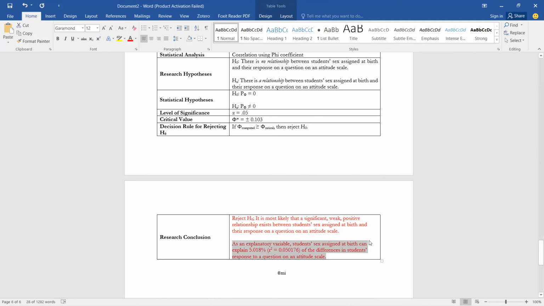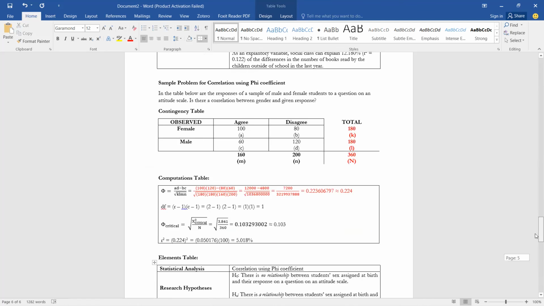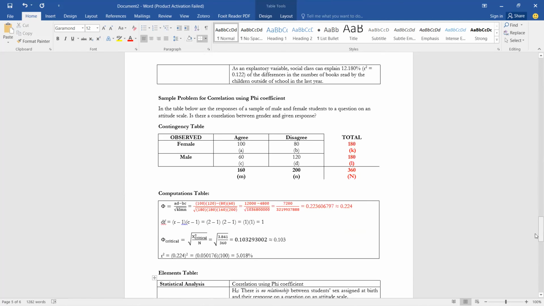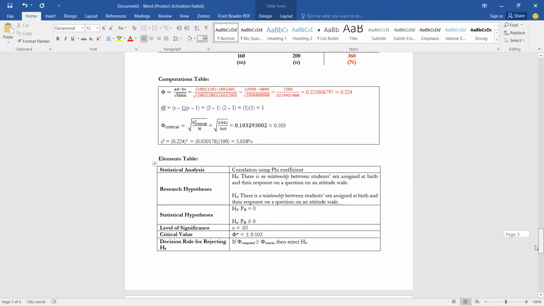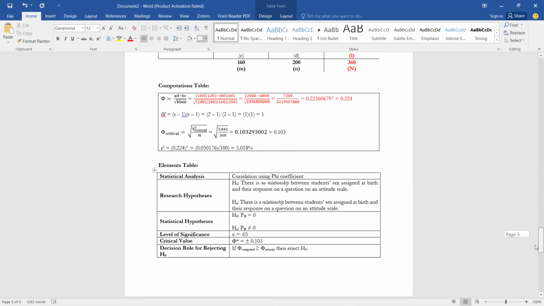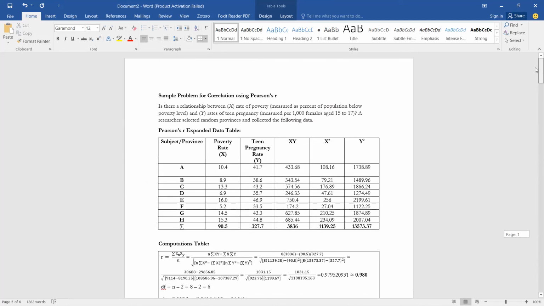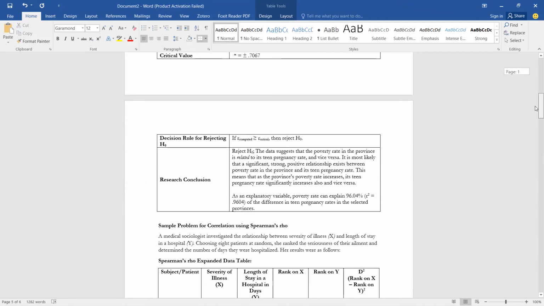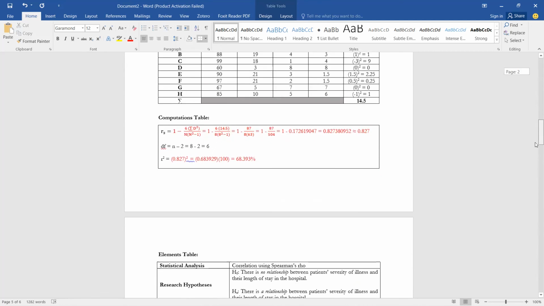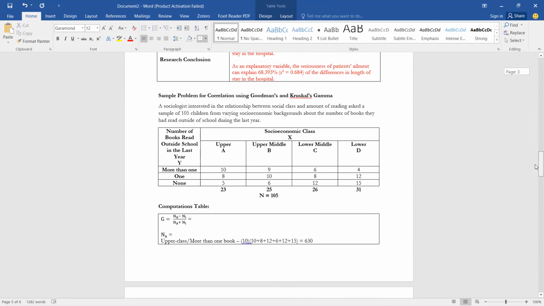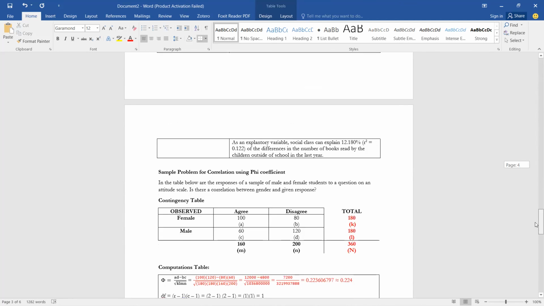All right, so that's it. That's your sample problem for correlation using phi coefficient. So in this video alone, we went through 4. One using the Pearson's R, another using Spearman's rho, another one using gamma by Goodman and Kruskal, and last one is the phi coefficient.